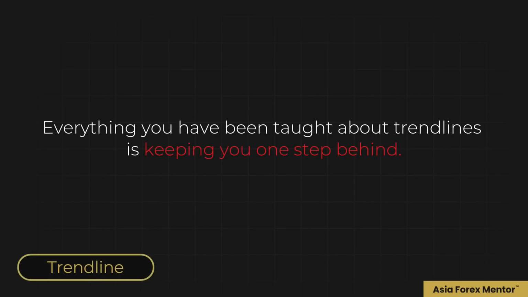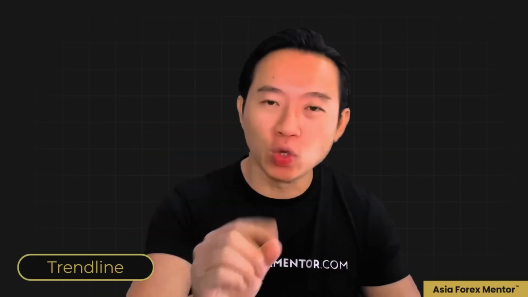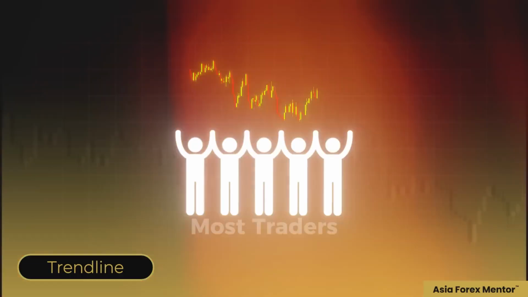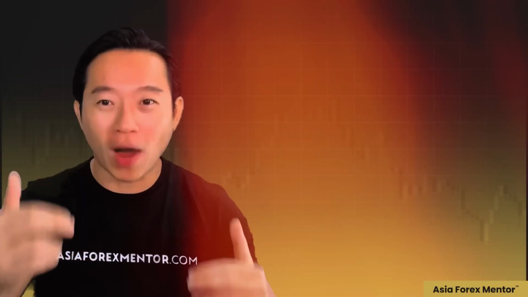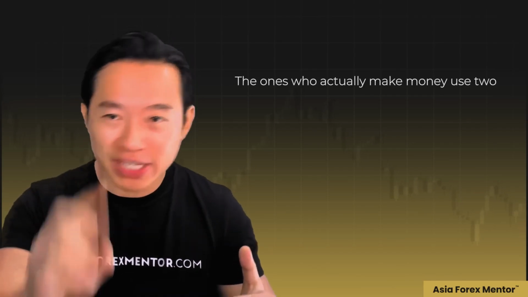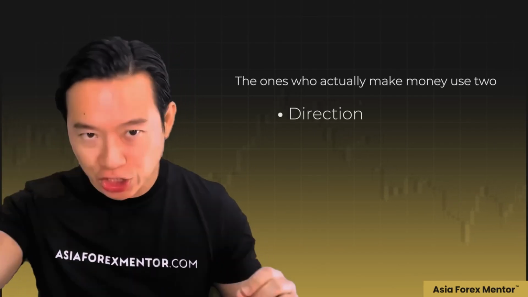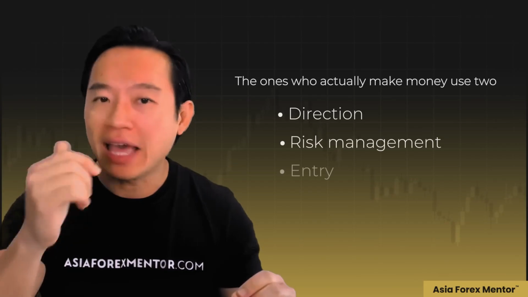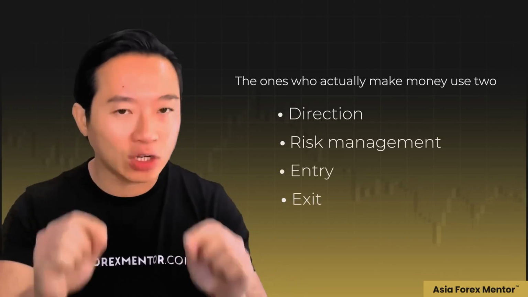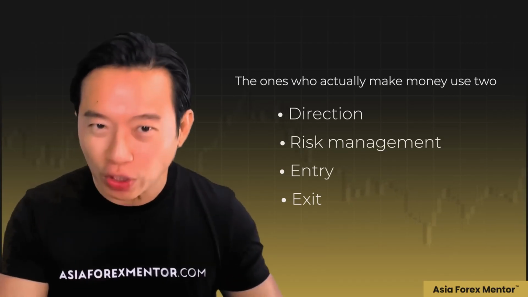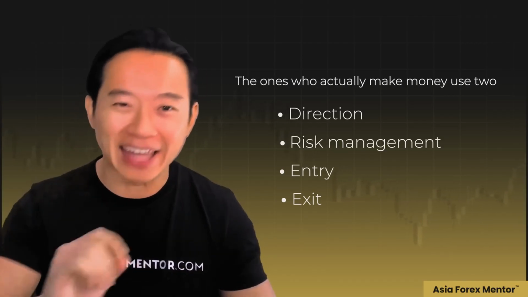So everything that you have been taught about trend lines is keeping you one step behind. Most traders use one trend line and then wonder why they keep getting stopped out. The ones who actually make money use two: one for the direction, one for risk management, entry and exit. By the end of this video, you will have that complete system, and that shift alone could change your next 10 trades.